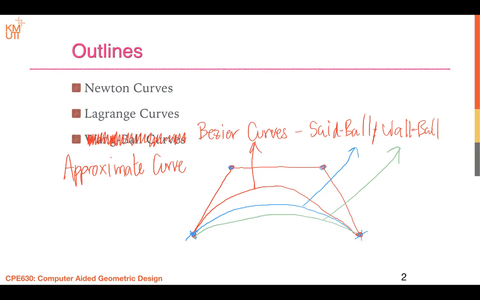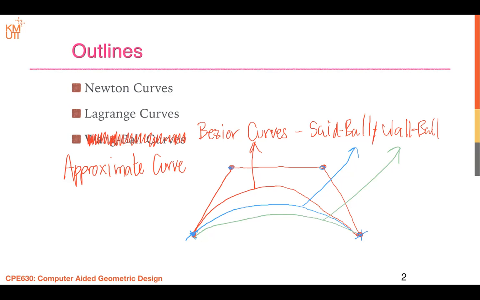So we call this approximate curve or approximation curve. But today, I'm going to introduce two new curves. Maybe someone knows the name, like Newton, Sir Isaac Newton. This is the family name of Sir Isaac Newton. He already invented what we call Newton's forward difference.